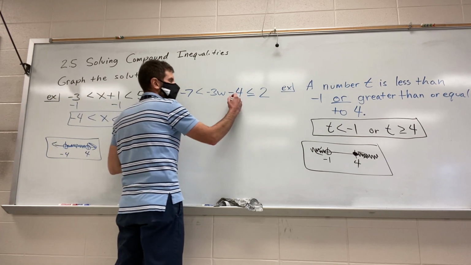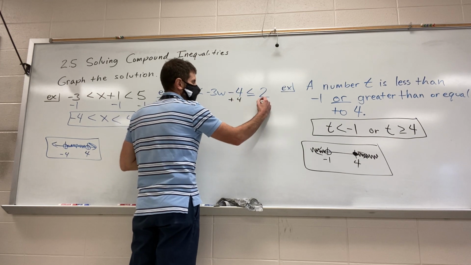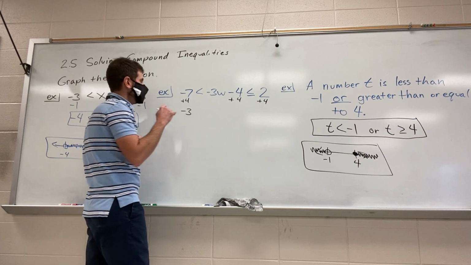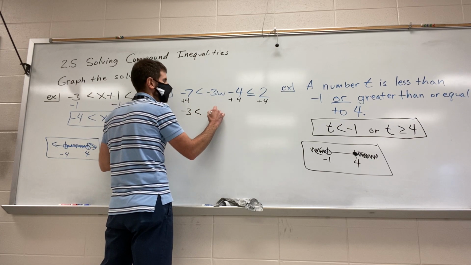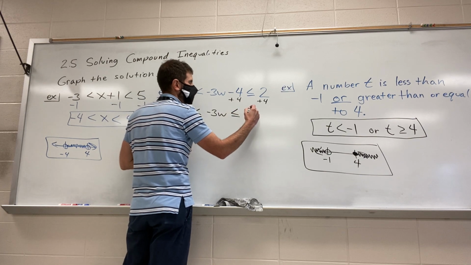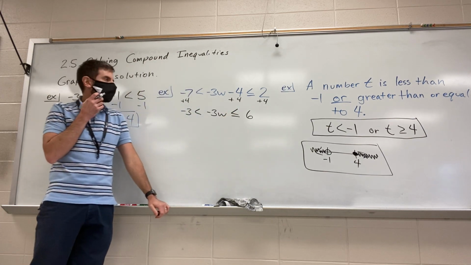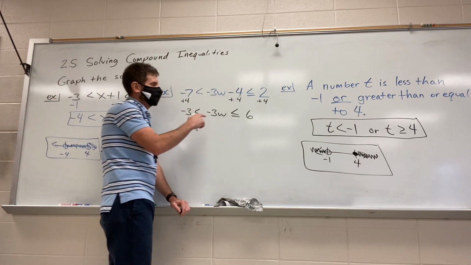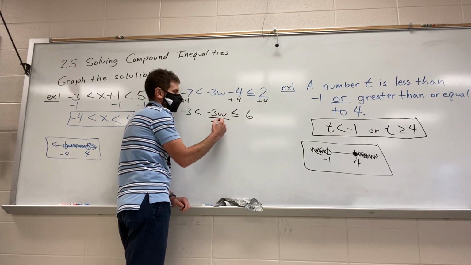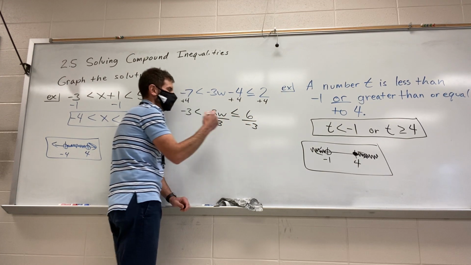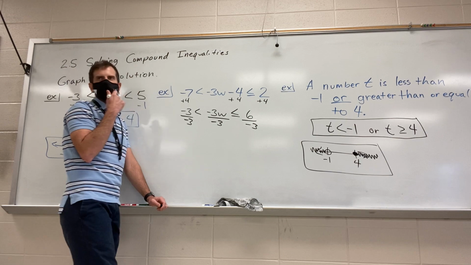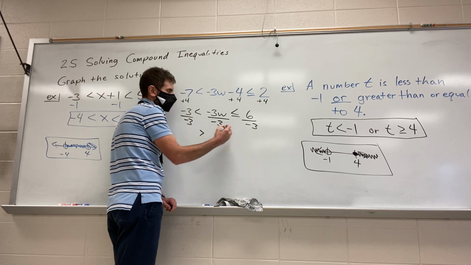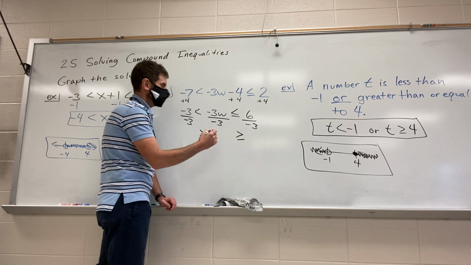So instead, undo the addition, or the subtraction, I should say. And then you'll get -3w, like so. What do you do to undo? Multiply. This is divide by multiply. -3. So we divide by a -3. But what happens when you divide everything by negative? So this sign is going to flip around. This sign is going to flip around.